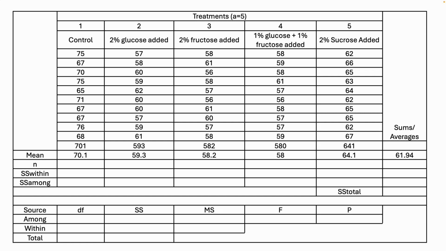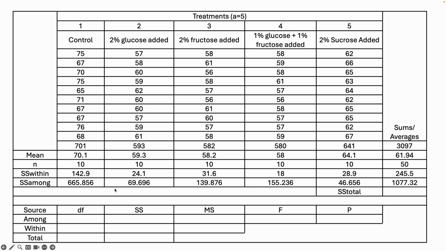So this is what you should have found. These are the means. The overall grand mean is 6194, which is just the sum of all of the values divided by 50, which is the sample size of all of the values added up. Sums of squares within for each treatment is found here. We add all those up to equal 245.5.